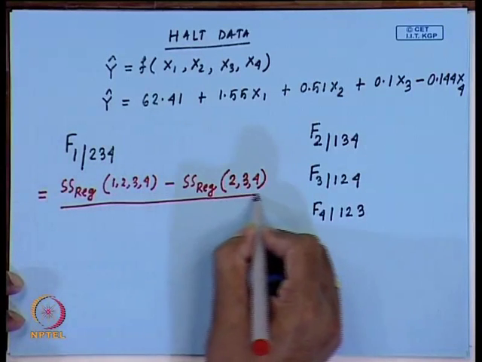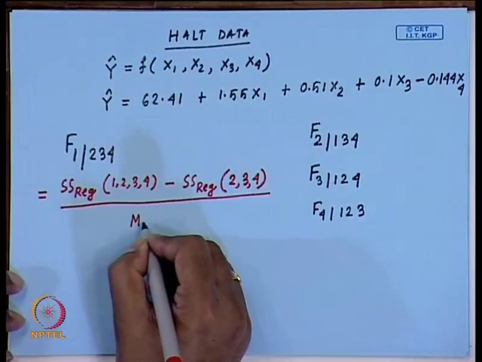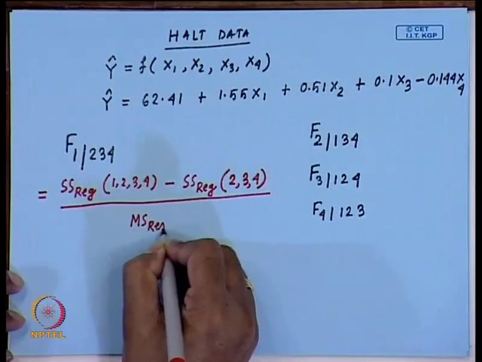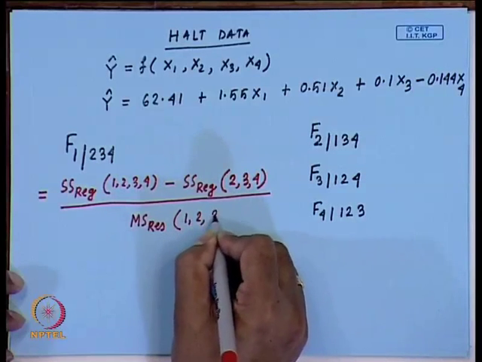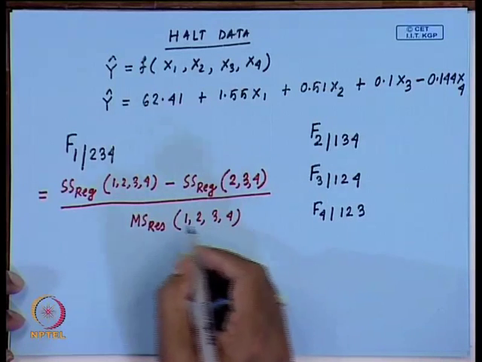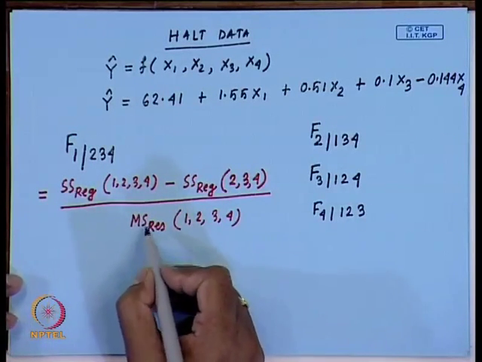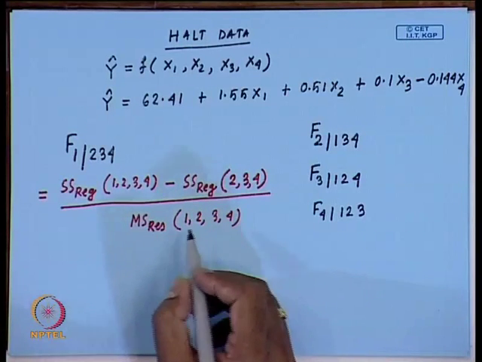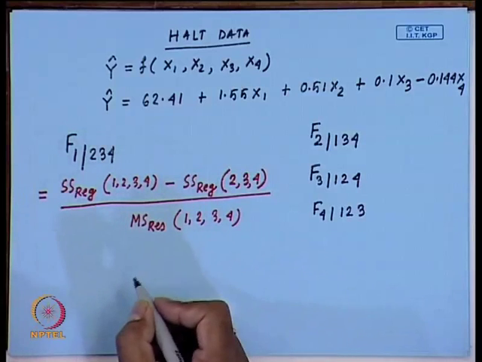divided by MS residual. MS residual for the full model, that means 1, 2, 3, 4. All the 4 regressors are there in that model. I mean, this is the MS residual when all the 4 regressors are present in the model.